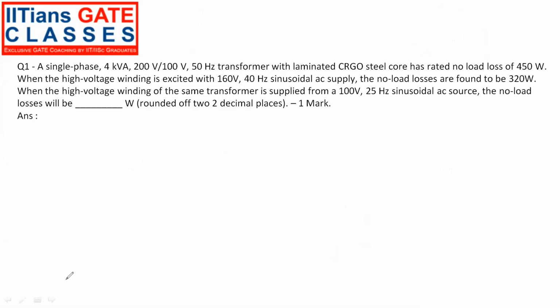So what does the question say? A single phase 4 kVA, 200 volts by 100 volts, 50 Hz transformer with a laminated CRGO steel core has a rated no load loss of 450 watts. CRGO means cold rolled grain oriented steel. When the voltage is 160 volts and 40 Hz sinusoidal AC supply, the no load losses are found to be 320 watts. Similarly, they're asking us to find out the no load losses at 100 volts and 25 Hz.